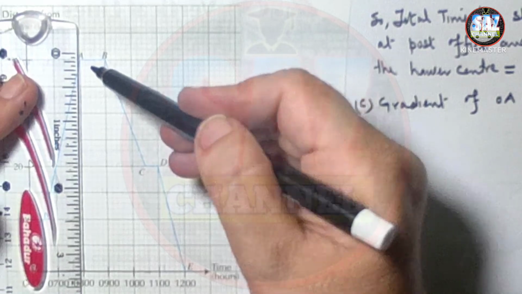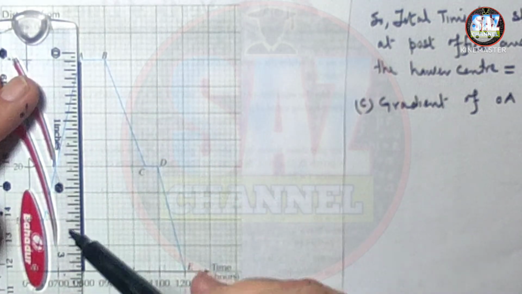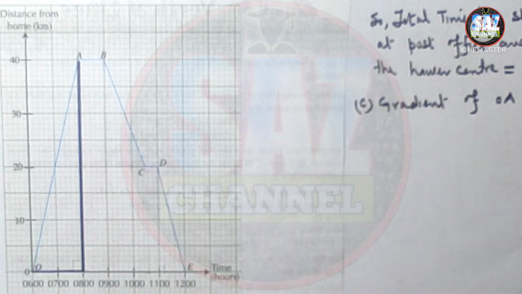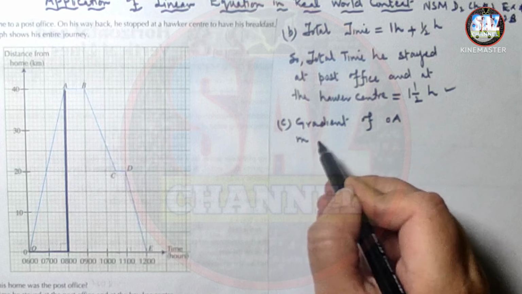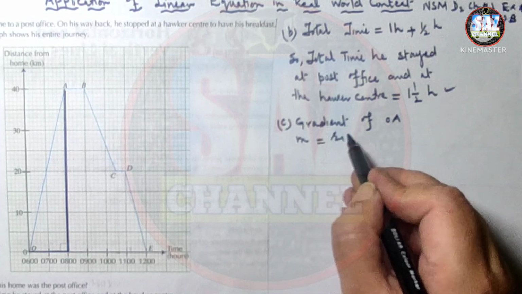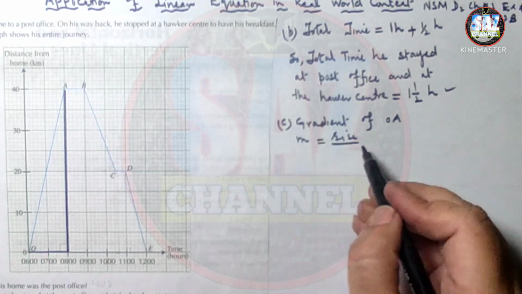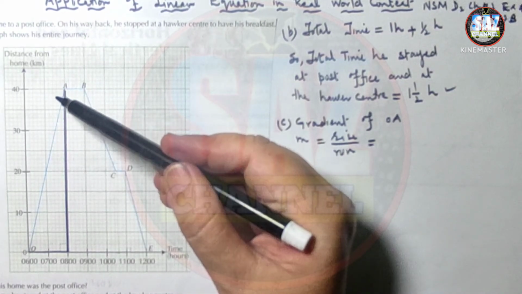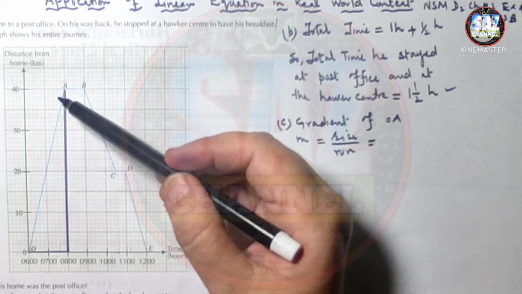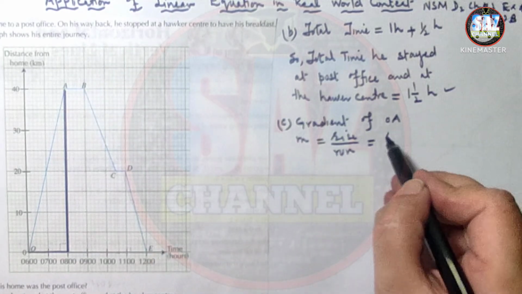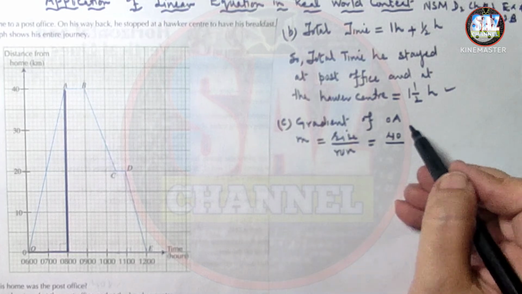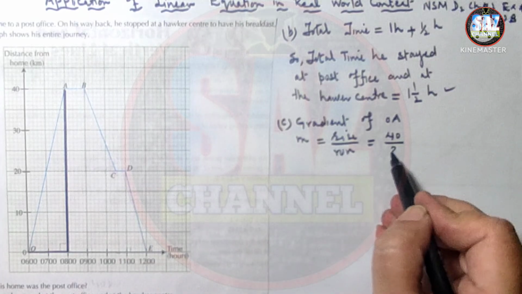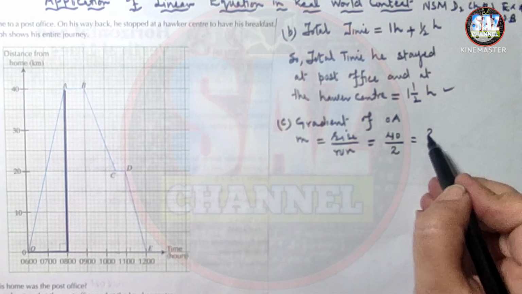O to A, ratio of rise to run. And rise is always along which axis? Y-axis. Rise is along the y-axis. So you can see that in the rise we have what distance? 40, upon run. Run is from 6 to 7 to 8, 2 hours. 40 upon 2, which is equal to 20.